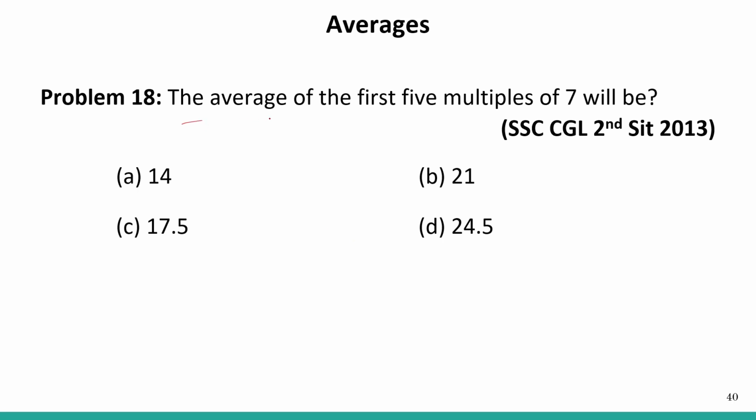So let's see, the average of the first 5 multiples of 7 will be what? So 7 plus 14 plus 21 plus what? We can also write it very cleverly, that is 7 into 1 plus 7 into 2 plus 7 into 3, plus dot dot dot plus 7 into 7. Okay, these are the first 5 multiples of 7 and their average will be the sum whole by 7.